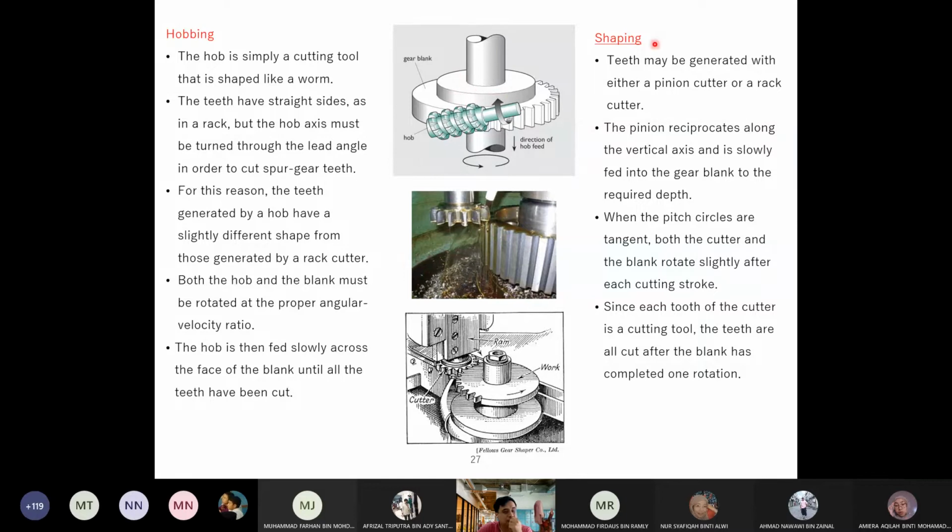The next one is shaping. Shaping means we have a die. You put the sample, the blank, into it, then you rotate it and the shape of the teeth will be constructed. This is very straightforward. They won't ask questions on this, and if they do, it's a bonus.